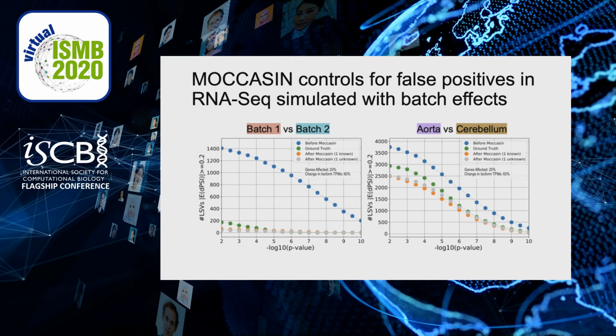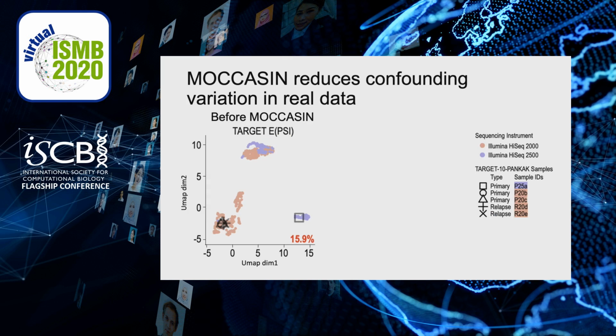MOCCASIN brings these batch splicing differences down to ground truth, whether it is supplied with a known confounder in orange or discovers it on its own in gray. On the right, you can see how the injected batch effect introduced false positive differences between the aorta and cerebellum samples, and MOCCASIN reduces these false positives. We tested a wide range of simulated batch effects, which you can see in further detail in my poster or in the preprint. Next, we ran MOCCASIN on real data.